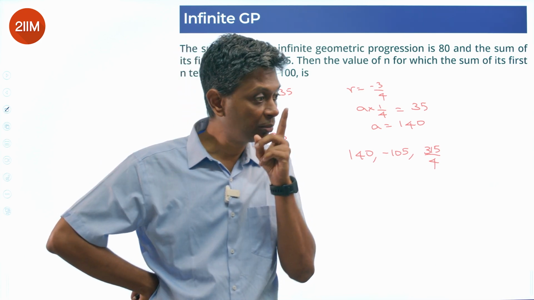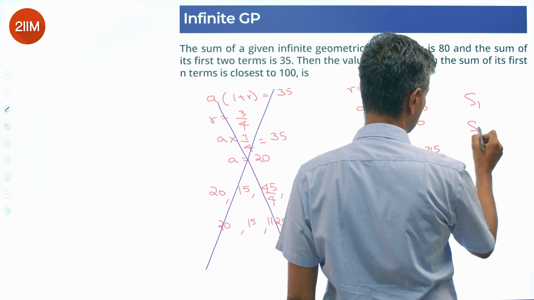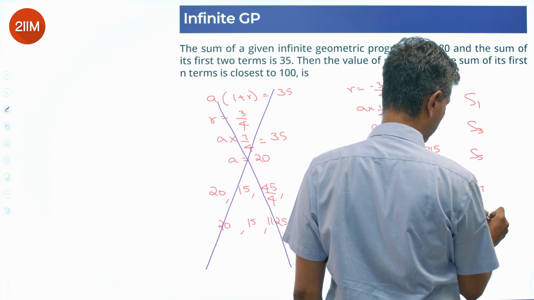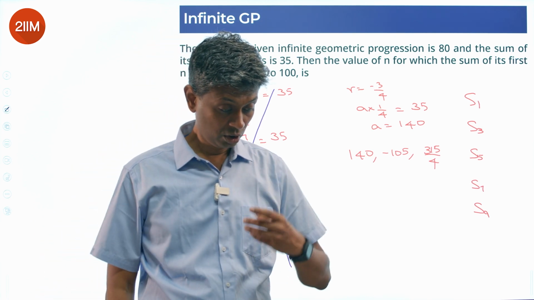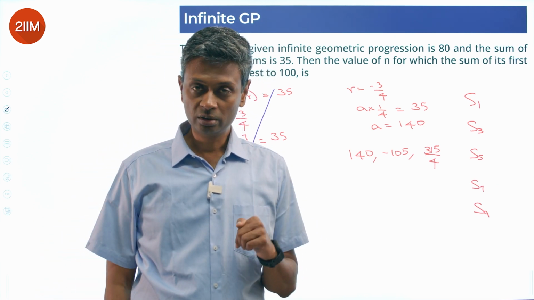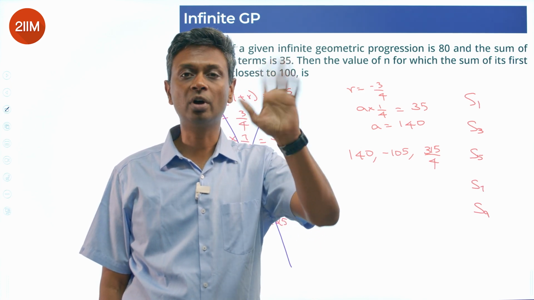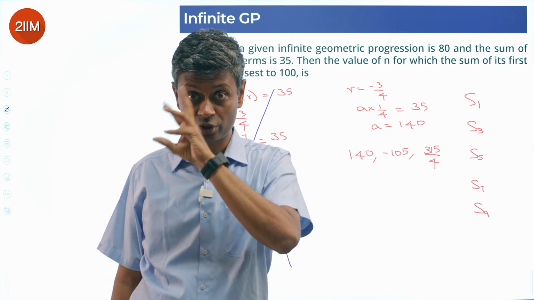Right? So, I am thinking about sum up to one term, sum up to three terms, sum up to 5 terms, sum up to 7 terms, sum up to 9 terms. Somewhere here is when the overall total can be more than 80 and possibly reach up to 100. That's where I want to grab where it is closest to 100.